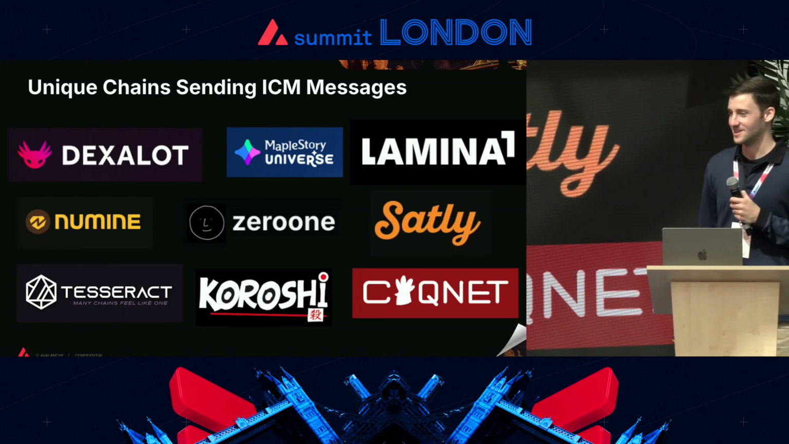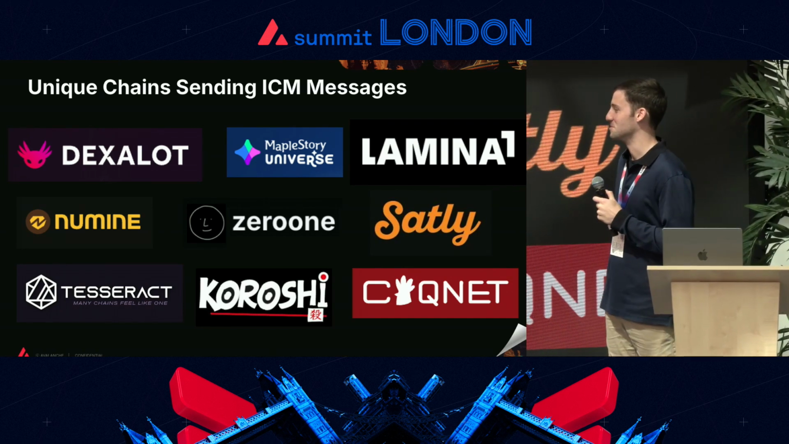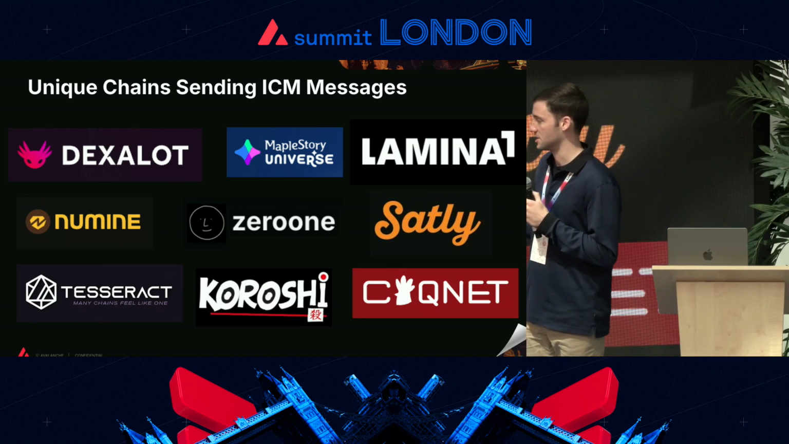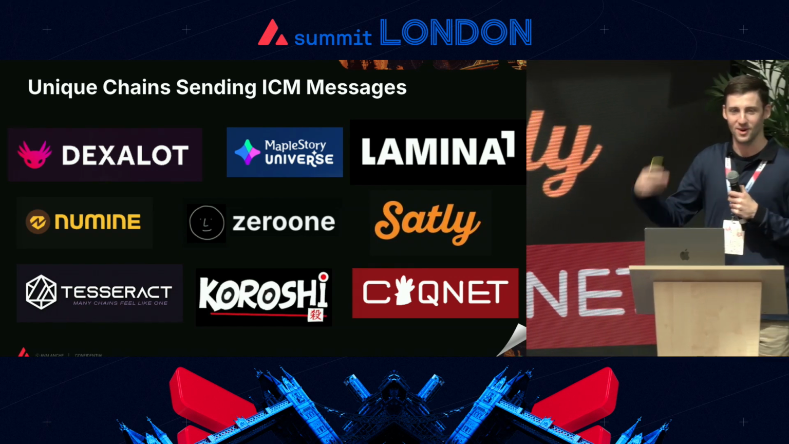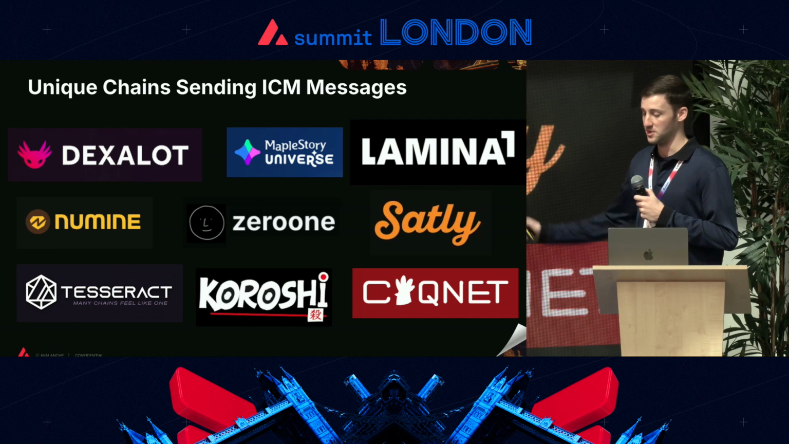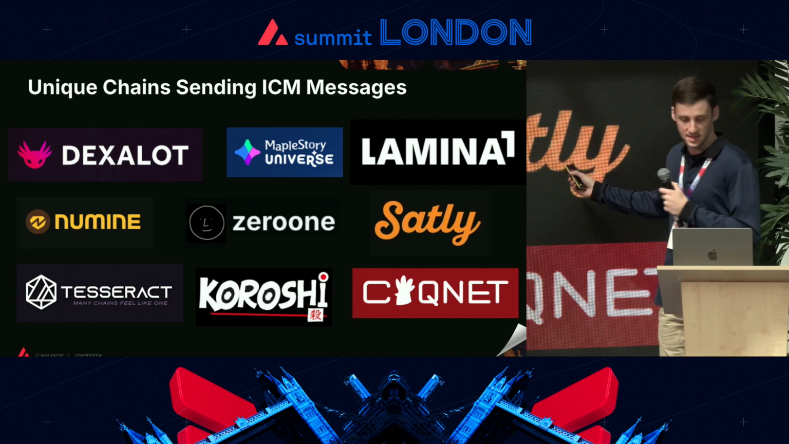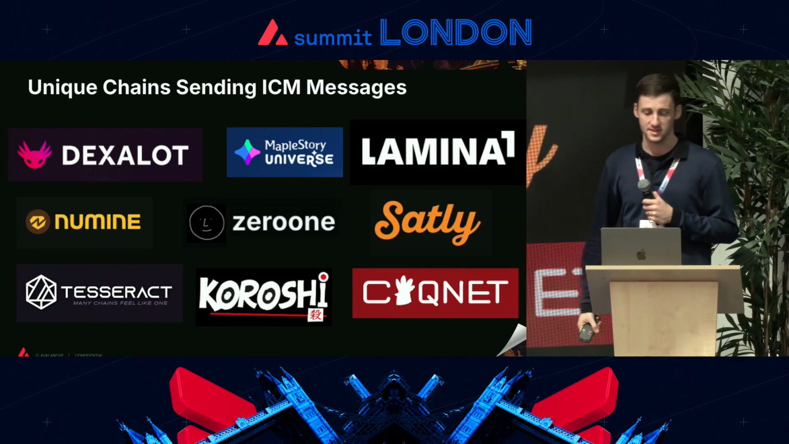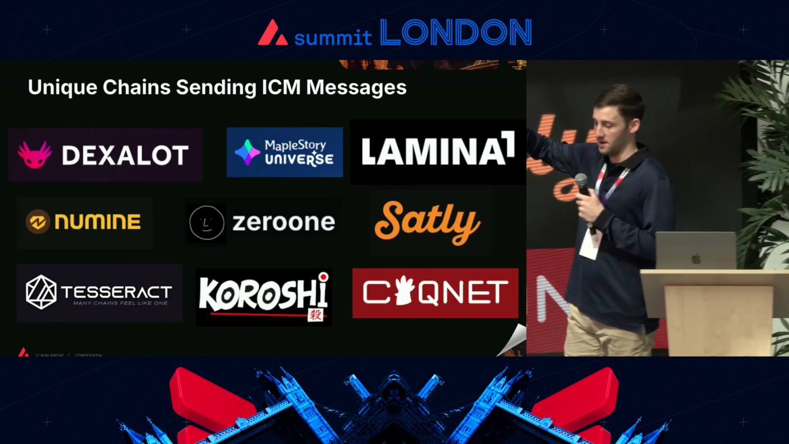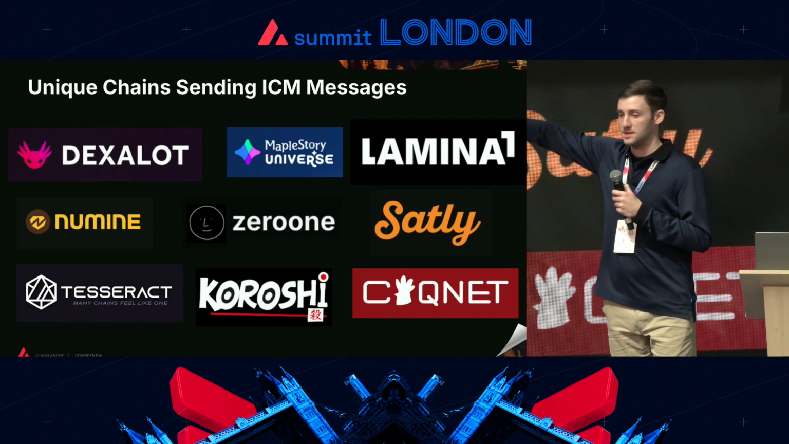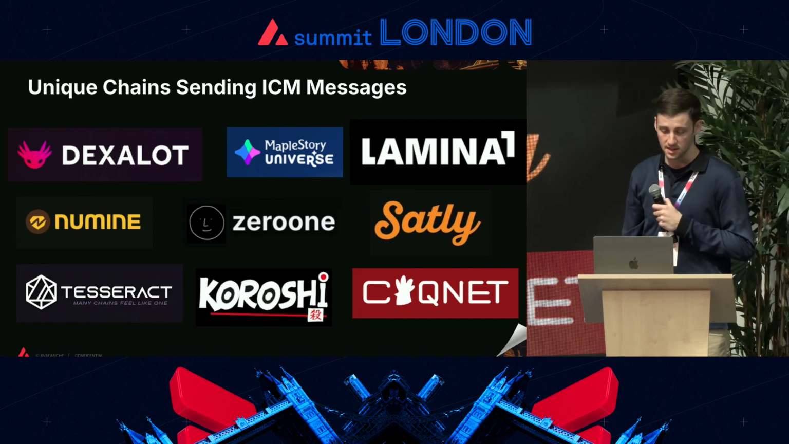Thank you for using our tech. It gives us a lot of pride that you chose ICM to build on, and there's a lot of really cool projects and use cases on this list. Tesseract, which I mentioned before, and I think it's going to be presented later, is building cross-chain swaps using ICTT. Satly is using BTC as their native token, enabled by ICTT as well. We have Dexalot, using ICM for their cross-chain deposits, I believe, and order placement for their decentralized CLOB.